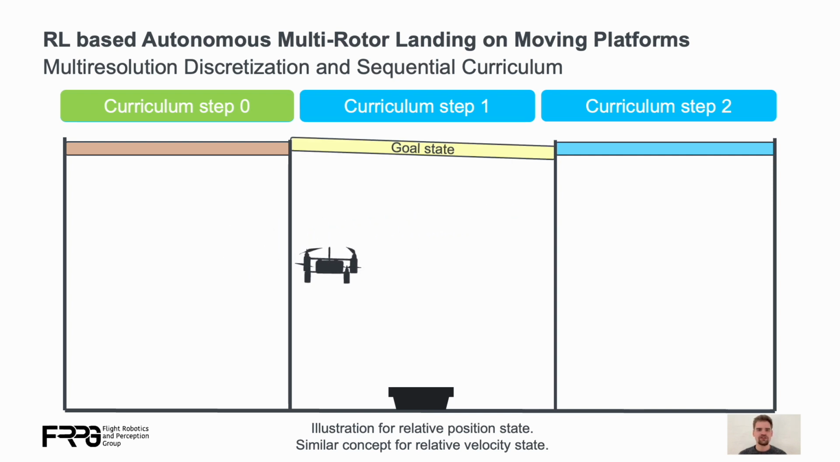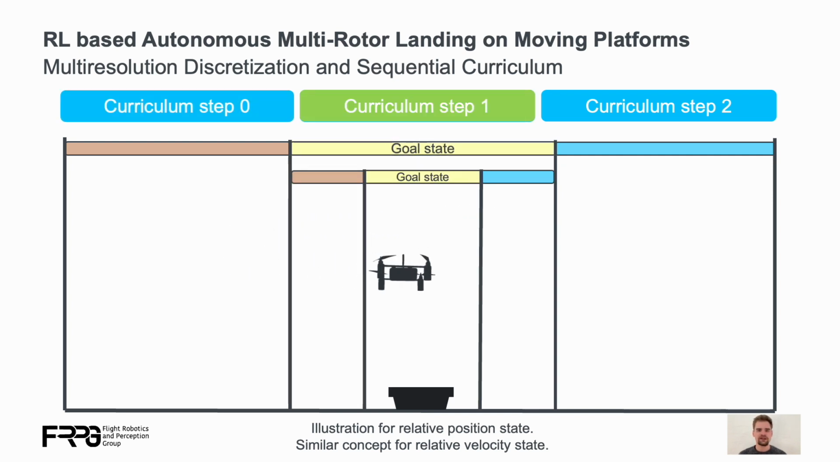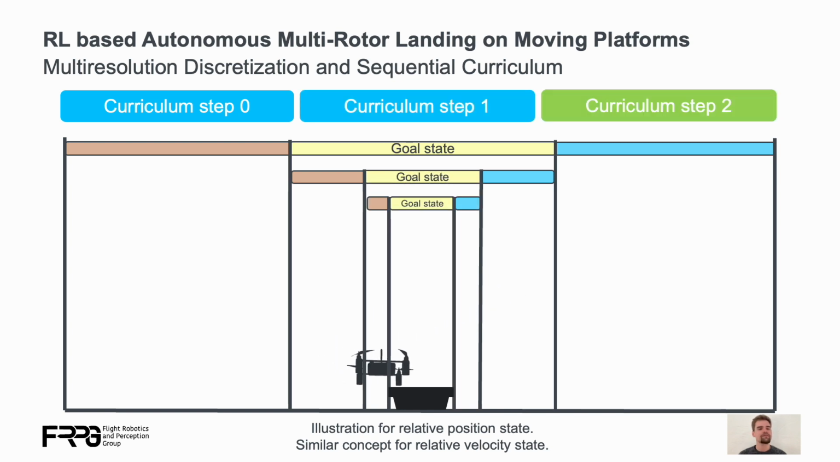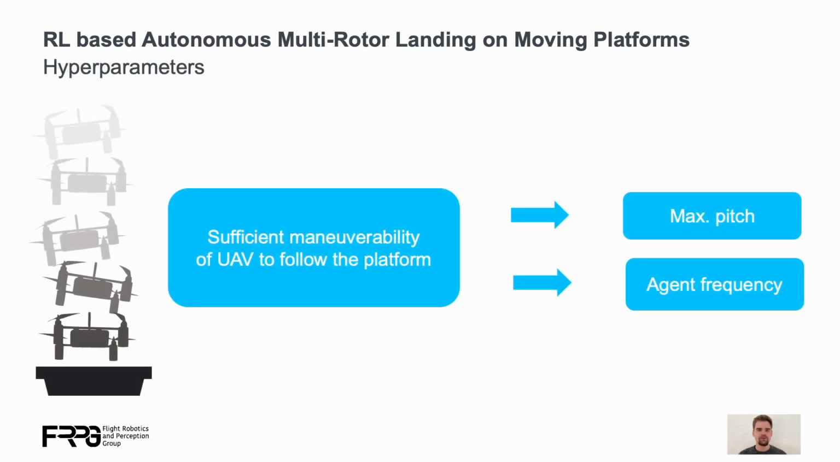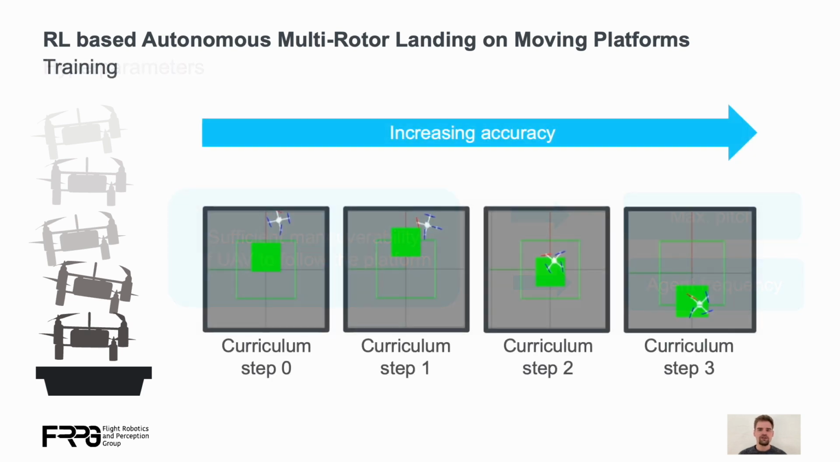Our approach leverages a multi-resolution discretization technique in combination with transfer learning as part of a sequential curriculum to accelerate training. Furthermore, we leverage a kinematics model of the moving platform to also derive interpretable hyperparameters for the training procedure that ensure sufficient maneuverability of the multi-rotor vehicle. For the training of the different curriculum steps, we apply the tabular reinforcement learning method double Q learning. The further the curriculum progresses, the higher gets the achievable accuracy with which the UAV is able to center above the platform.